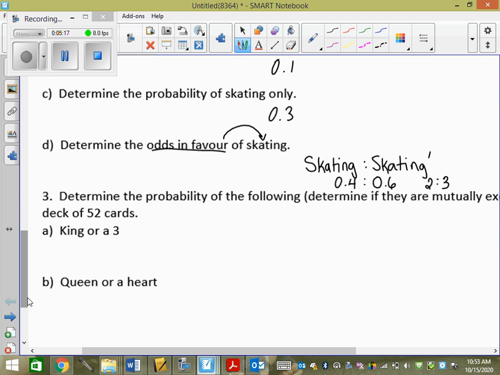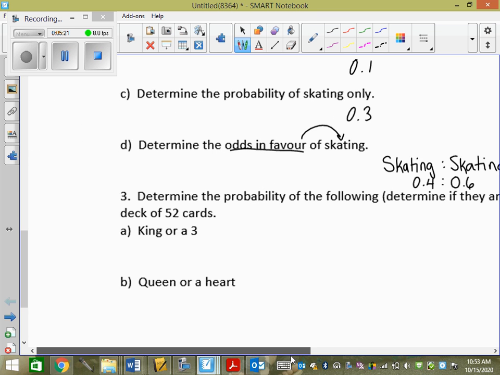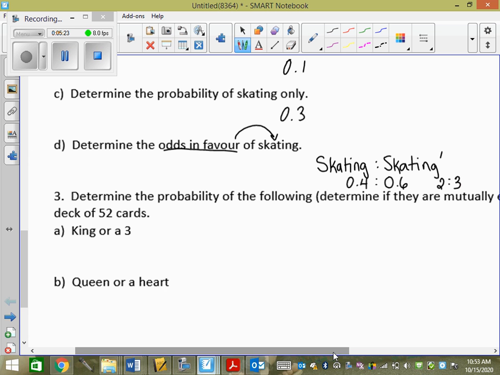Number 3, determine the probability of the following. Determine if they are mutually exclusive or not from a deck of cards. Mutually exclusive means no overlap. So I am taking out one card. What's the probability that this card is a king or a 3?